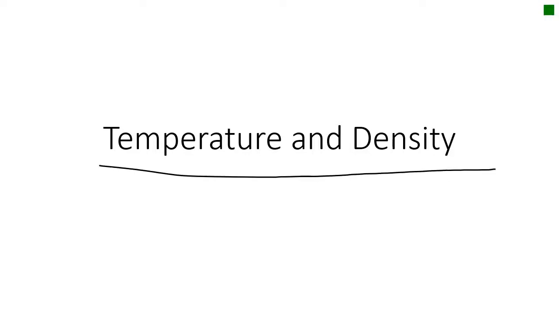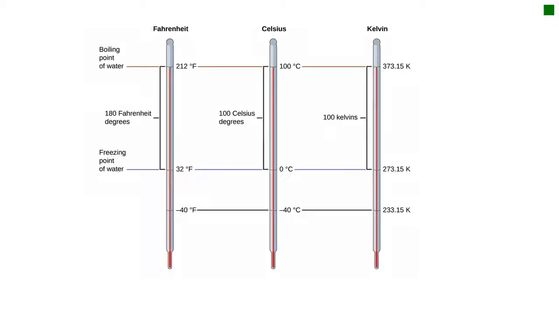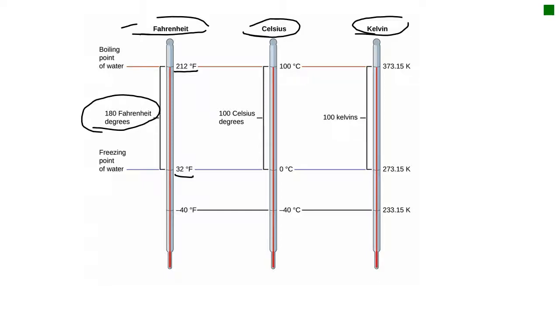Let's talk about temperature and density. All right, we have three temperature scales: degrees Fahrenheit, degrees Celsius, and kelvins, or the absolute zero scale. So here the key is to compare these, look at the freezing and boiling point of water. In Fahrenheit, that's 32 and 212, and the difference between that is 180 degrees.